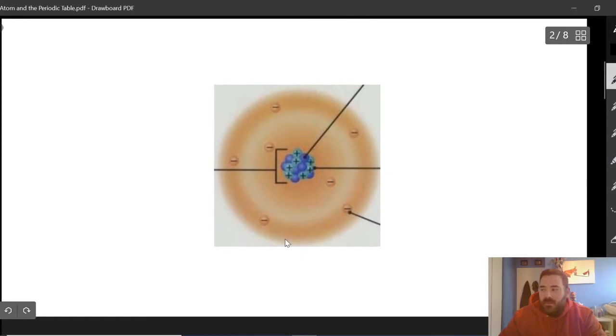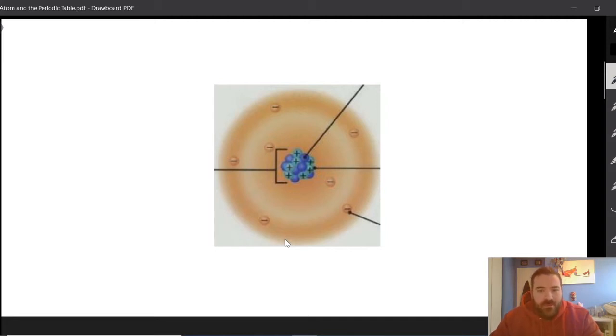All right, let's start with an atom. So here we have a simplistic modern view of an atom. Obviously, the modern view of an atom isn't easily transcribed to a 2D page, but this is the best representation that we can have, especially for the introduction to the atom and just starting to understand the concept.